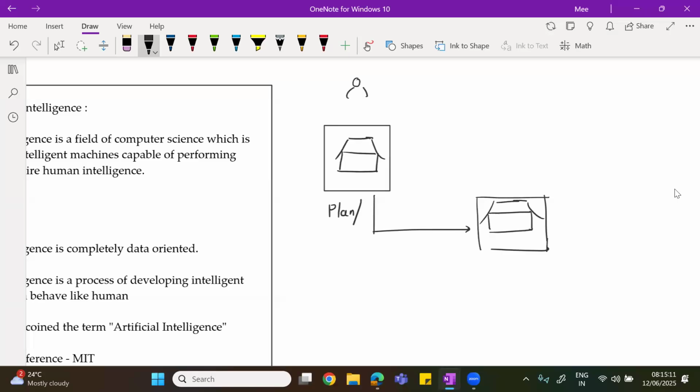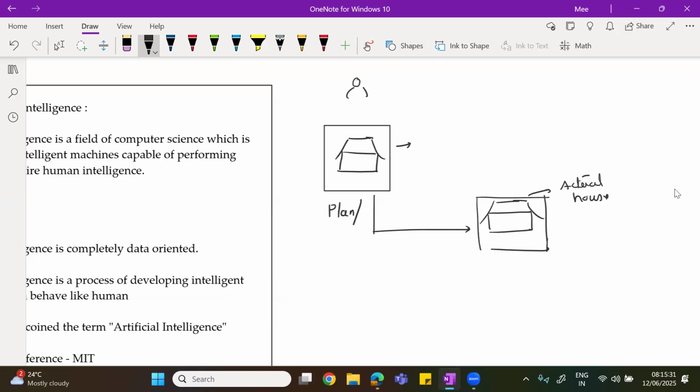Okay, this is the real house. Okay, this is just a plan. What the plan says is how to build the house, the rules and regulations to build the house. This is the actual house, the actual house based on the plan.